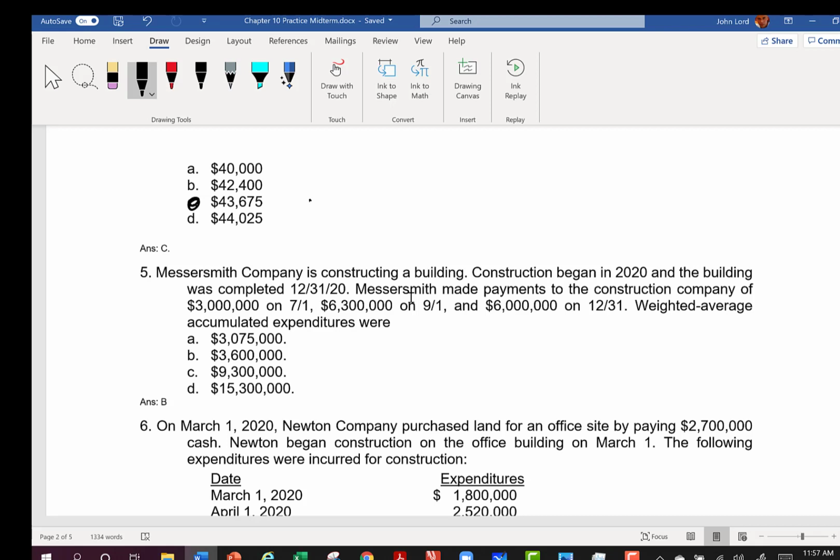Now, what's going on with this problem is I'm just asking you to calculate the weighted average of accumulated expenditure. But don't forget that weighted average accumulated expenditure for this question is an end in itself. From an accounting standpoint, it's not an end in itself, it's a means to an end. Once I've calculated the weighted average of accumulated expenditures, then I'm going to apply an interest rate to that weighted average accumulated expenditure. That interest rate is the interest rate associated with the specific new borrowing for the construction of this asset.